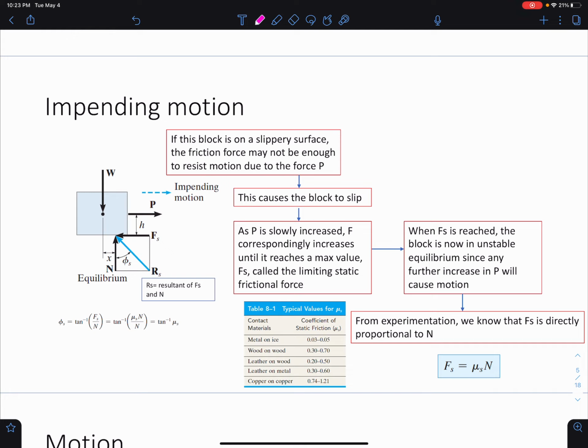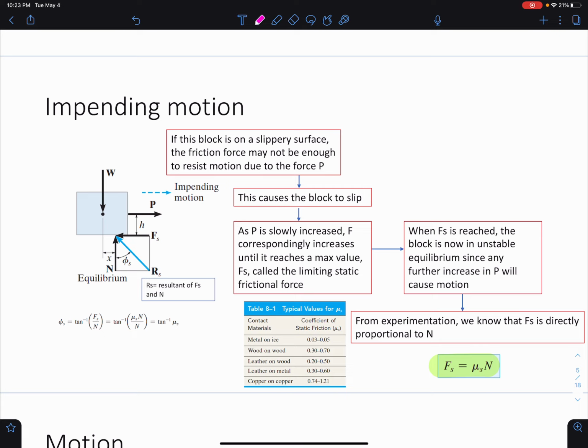about to move. So you might have already seen this formula, Fs equals mu s times N, and mu s is called the coefficient of static friction. The reason this is the coefficient of static friction, again, is because the system has not moved yet. Okay, so again, let's think back. If this block is on a slippery surface now, then we might not have enough friction to resist motion if you're pulling with P, right?